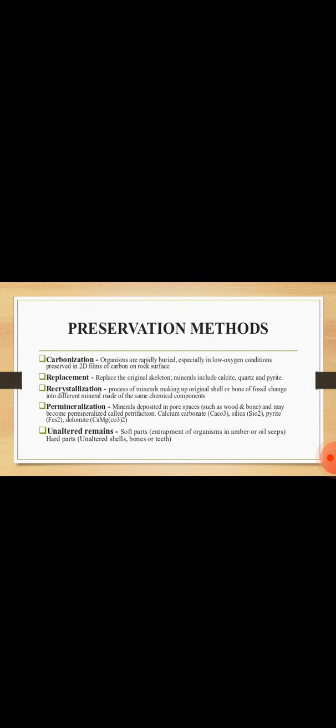Unaltered remains. An organism is considered unaltered if there is no change in the original composition of the organism. An example includes insects and small animals trapped in amber. The sap from a once living tree entombed the animal. This sap eventually hardened and the original animals are preserved inside the amber.